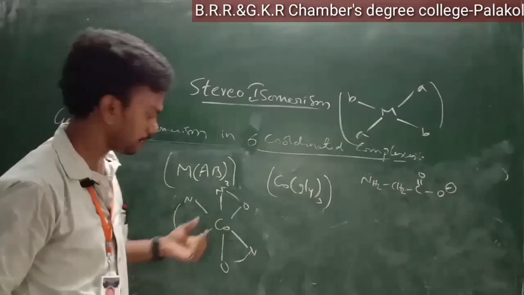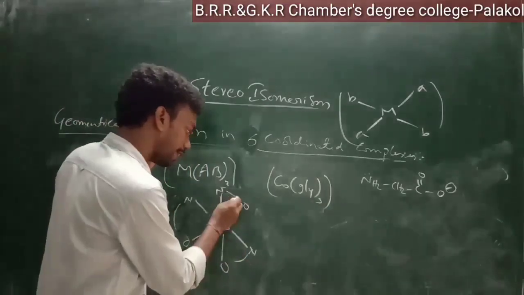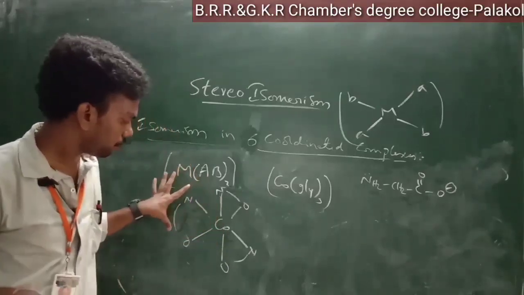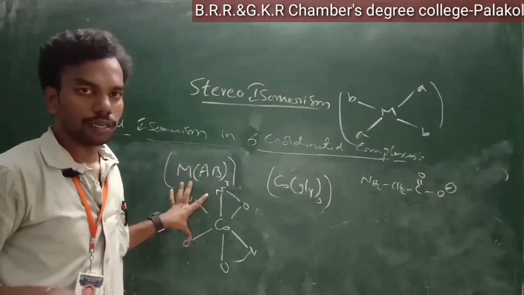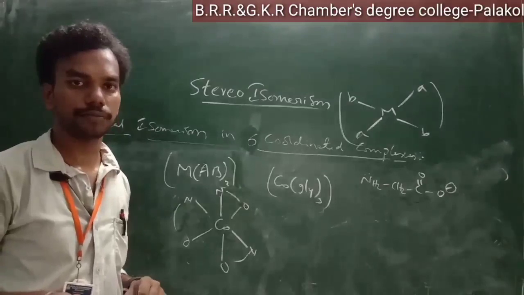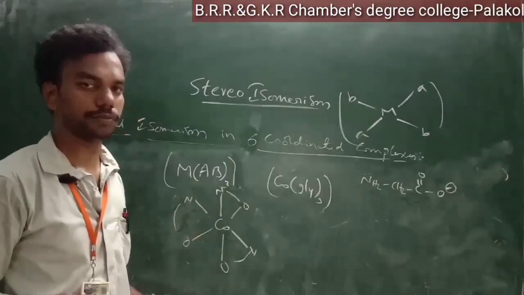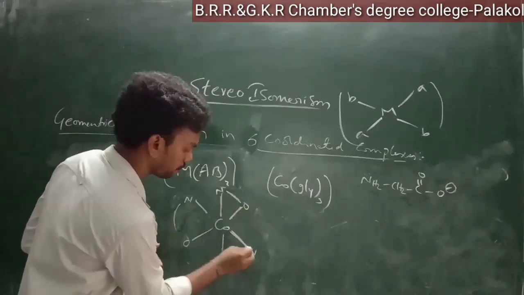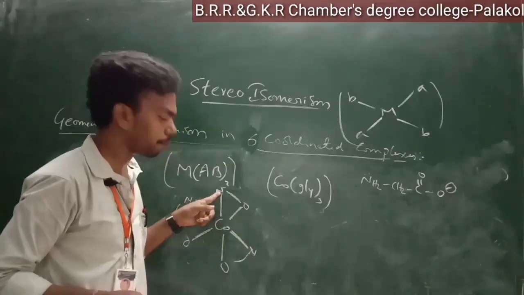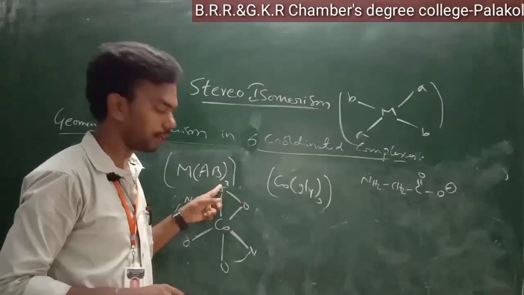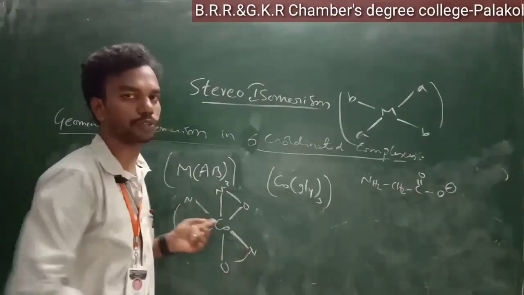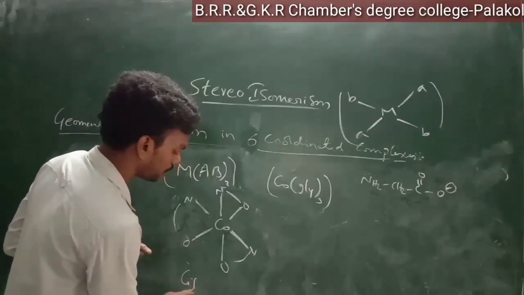Okay, for simplification, I am taking the structure like this. Now, is this a cis isomer or a trans isomer? Just observe the structure. Here, nitrogen, this is the plane. Above the plane there is one nitrogen, and on the plane there are two nitrogens. That means these three positions are cis positions. So this isomer is a cis isomer.